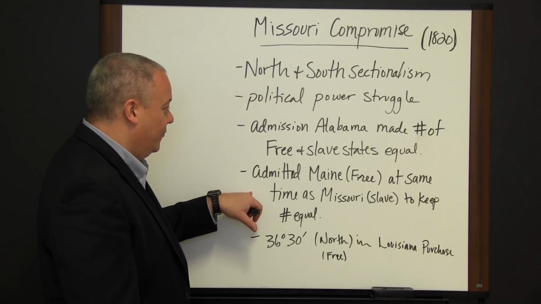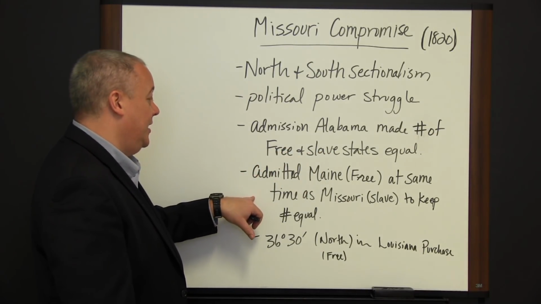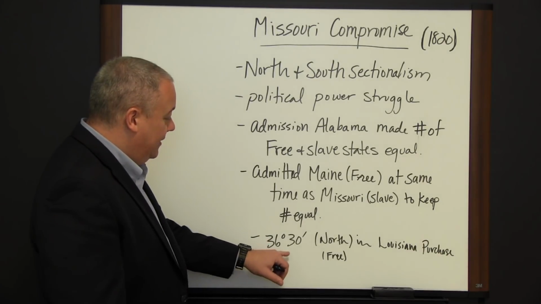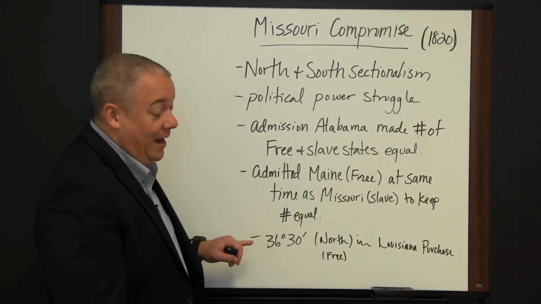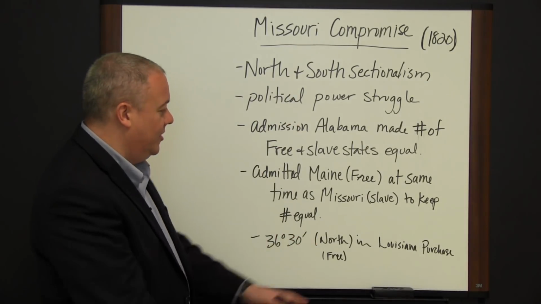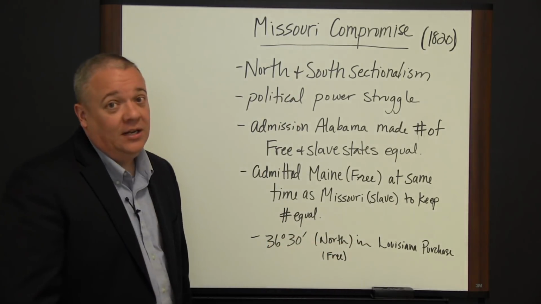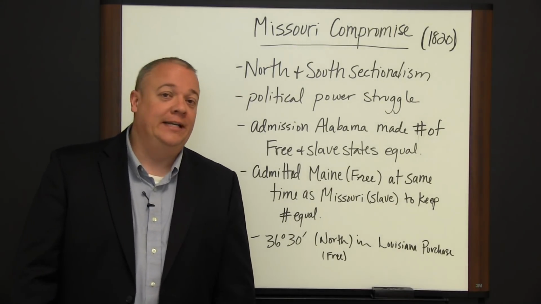They admitted Maine as a free state at the same time as Missouri as a slave state to keep the number equal. And this number is critical here, this 36 degrees, 30 minutes being the boundary. Everything north of that and west of Missouri and the Louisiana Purchase would be considered forever after free.